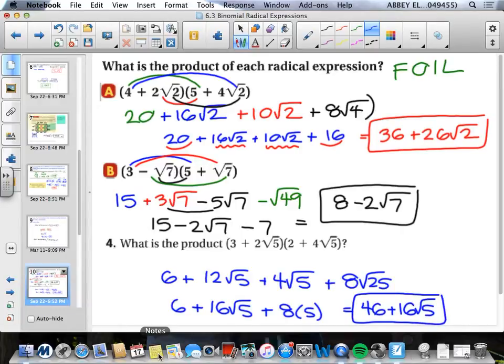All right, you can look up here on that last one. I just FOILed that out, and I combined my like terms. I got 46 plus 16 square roots of 5.